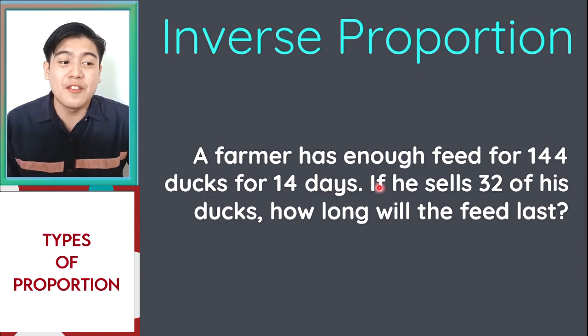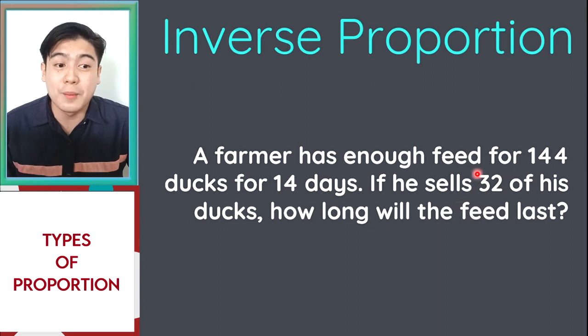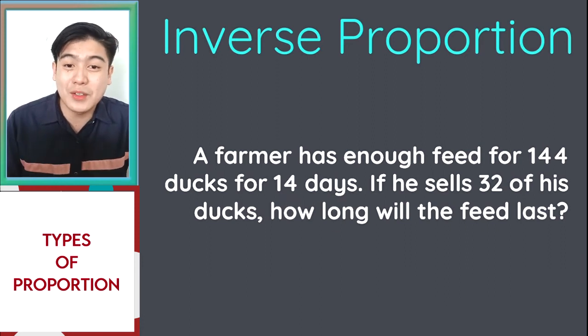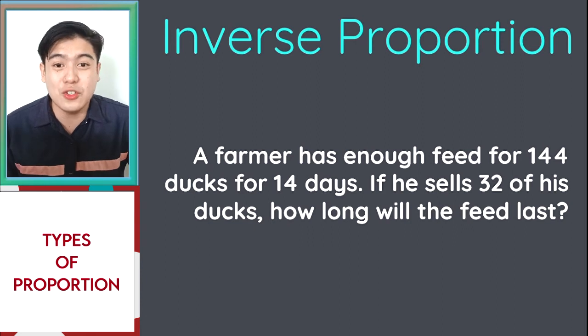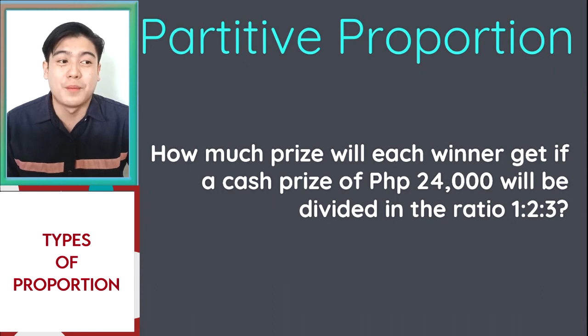Next, another example of inverse proportion is a farmer has enough feed for 144 ducks for 14 days. If he sells 32 of his ducks, how long will the feed last? So, binenta niya yung 32 ducks and nabawasan yung aalagaan na duck ng farmer. So, mas haba yung tatagal kasi konti na lang yung pinapakain niya. So, tumaas yung isa, bumaba din naman yung isang value and vice versa. Ganun yung inverse proportion.